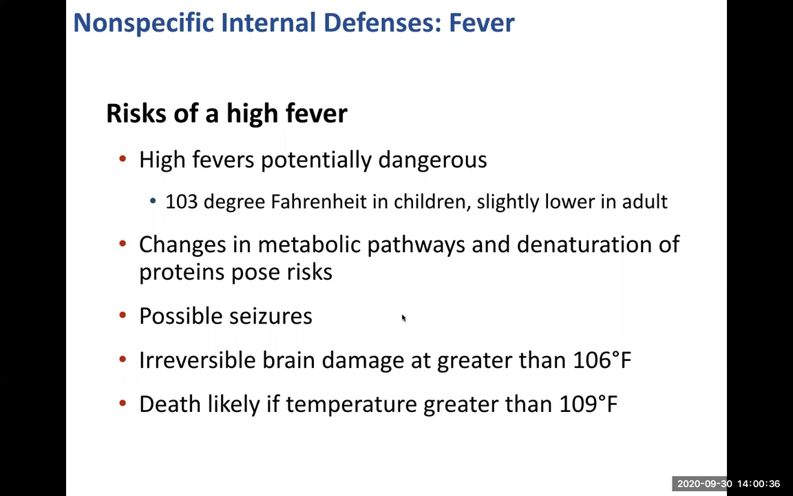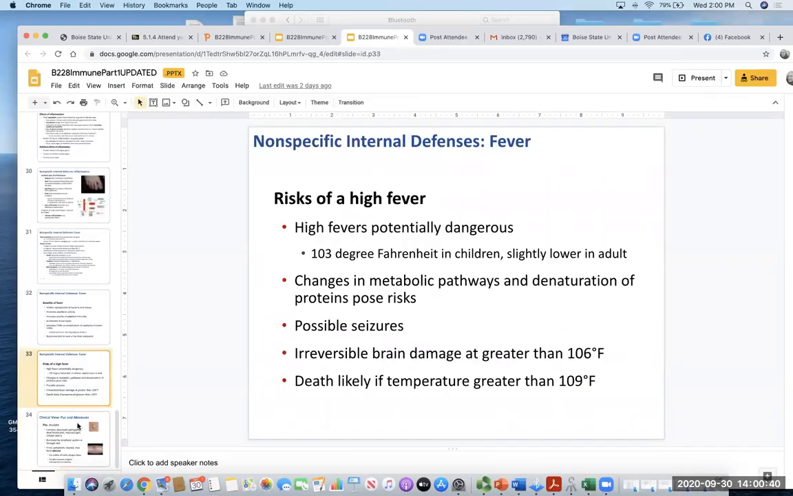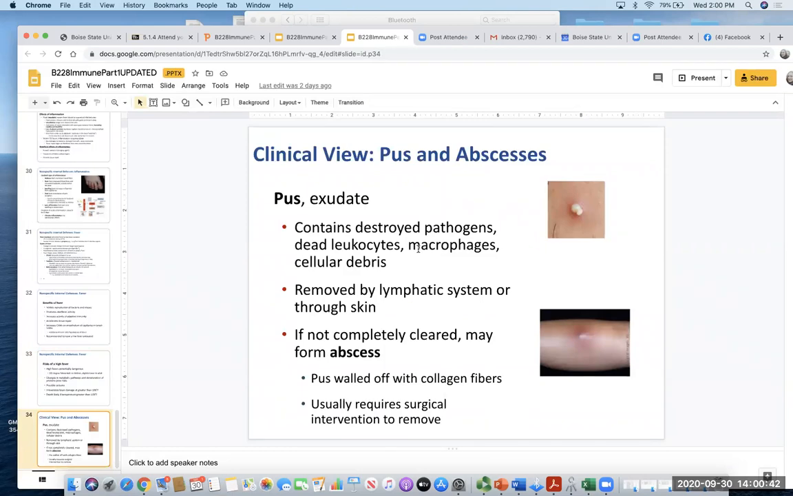Okay, so that is it. No, it's not it. I wasn't able to get to this slide. Hold on one moment. Okay.